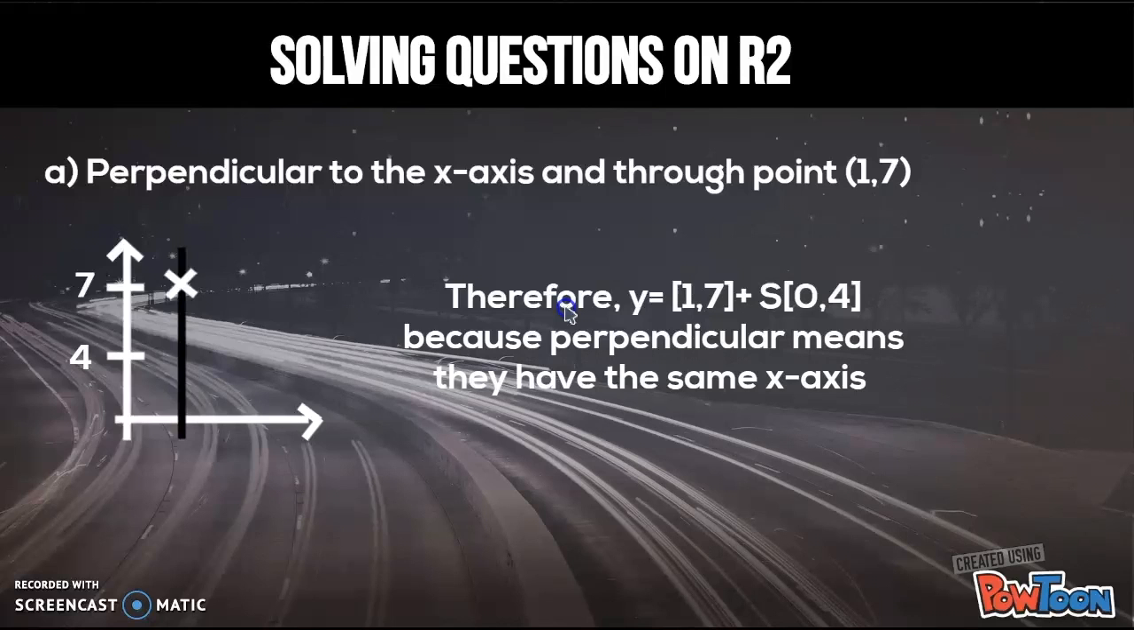We will have to find the direction vector that is parallel to the line, perpendicular to the x-axis. The direction vector we are going to use is direction vector s, 0, 4.